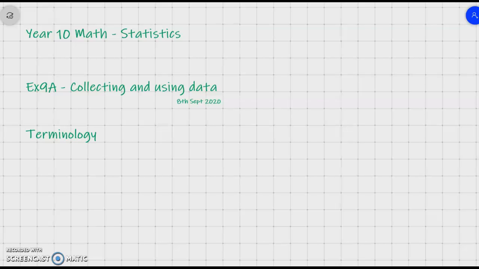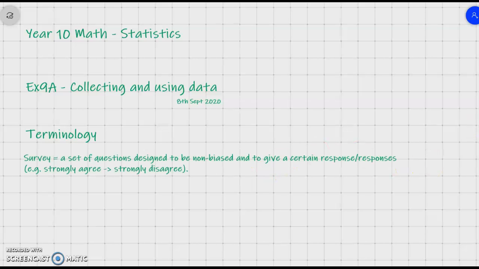Okay, guys, time for a new unit, Year 10 Statistics, and we're going to start with collecting and using data. So to help you out with that, let's do some terminology. The first term you need to know is survey. Now, this is just a set of questions that you could write to collect data.